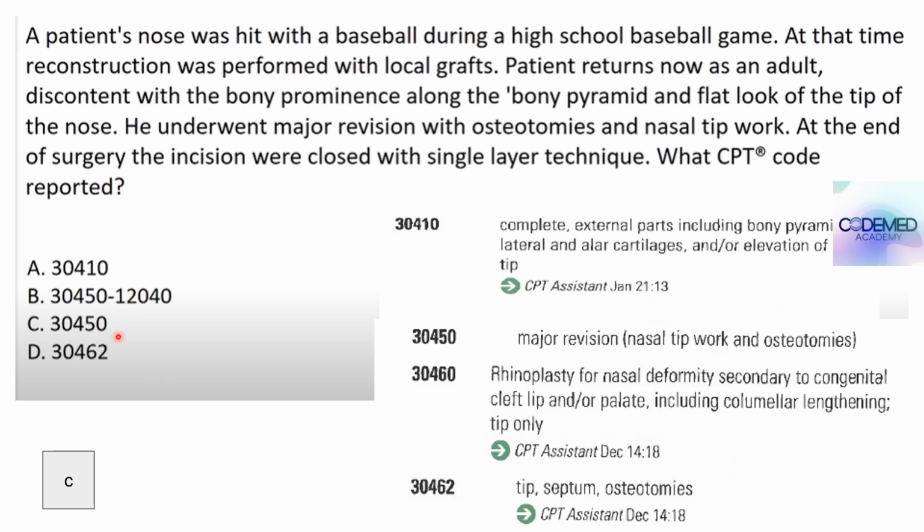Now for 30450, we will have the B and C options, and in the B option you will see 12040. Now we know the guideline that in the rhinoplasty, repair is included and we do not code separately for that. So our final answer will be C.